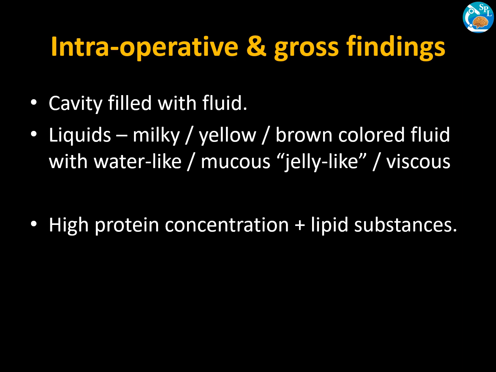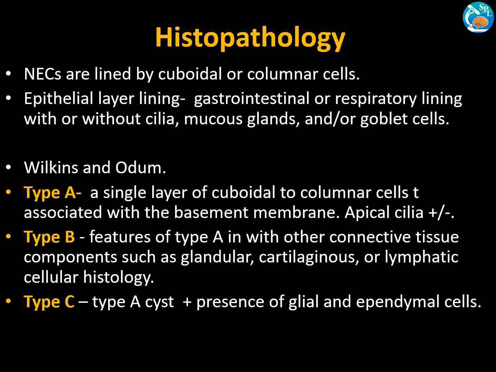Coming to the intraoperative and gross findings, neurenteric cyst is basically a thin-walled cyst which is filled with fluid. The inner aspect of the cyst is smooth, and the physical appearance and the viscosity of this fluid may vary. Now it may appear milky, yellow, brown colored, or may even have water-like or mucus or jelly-like or viscous consistency. The molecular analysis of this fluid reveals a high protein content with a variable amount.